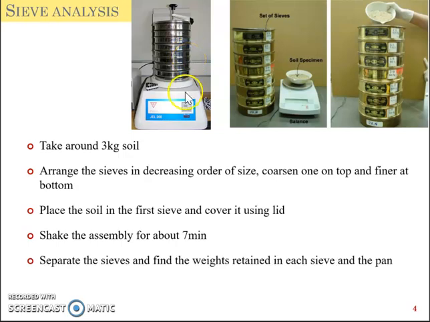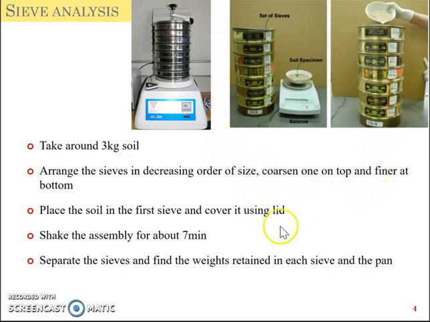Essentially you will then have to separate each sieve and find the weights retained in each sieve, and also the pan. The pan is the one that you keep at the bottommost point. So you have the coarser sieve at the top, and when you move down you will have finer sieves, and at the bottom you will have a pan. Whatever has passed through all these sieves will be retained in the pan.